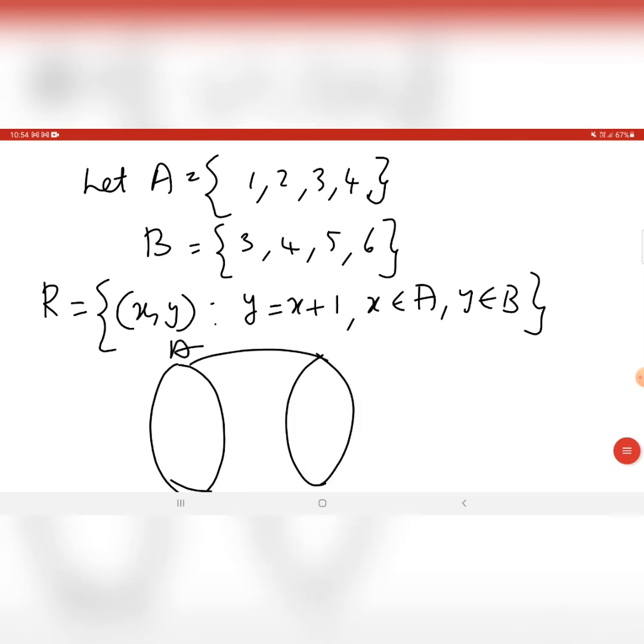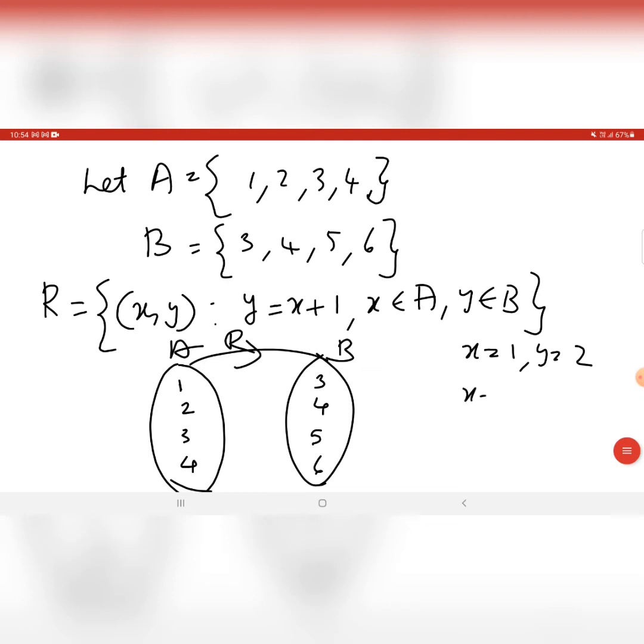This is A, this is B, relation R from P, A to B. Here elements 1, 2, 3, 4 and here 3, 4, 5, 6. Now y is equal to x plus 1. Now when x is equal to 1, what is y? 2, but 2 is not included in the set B.